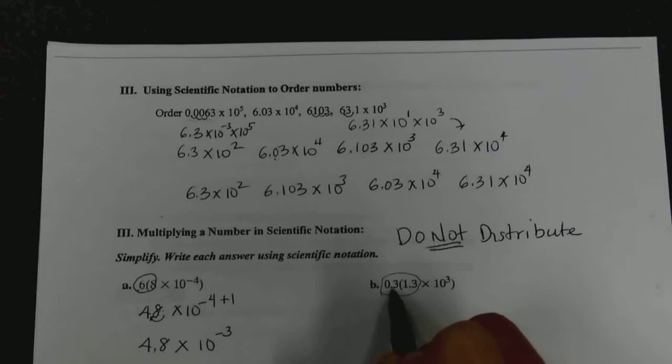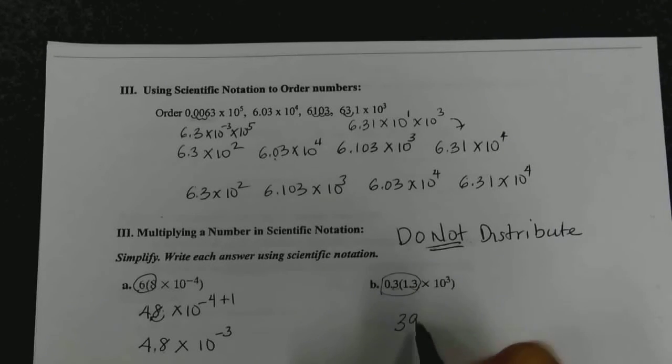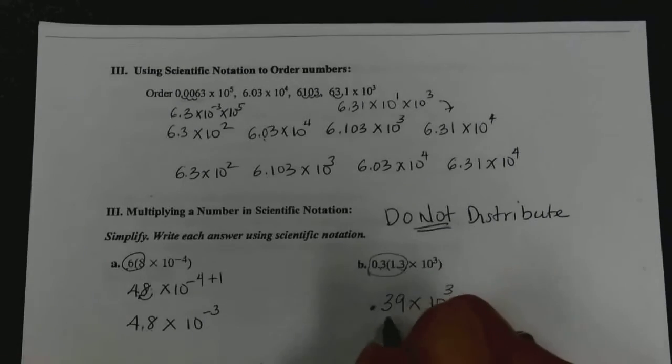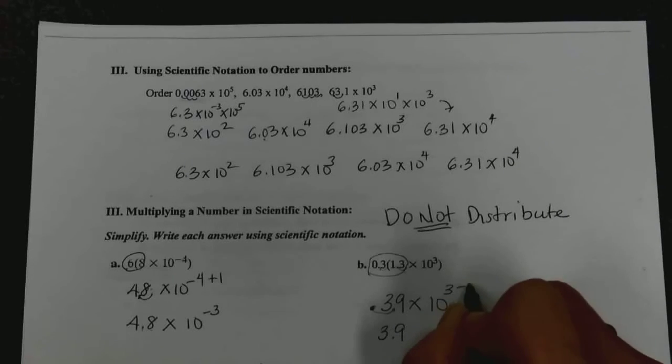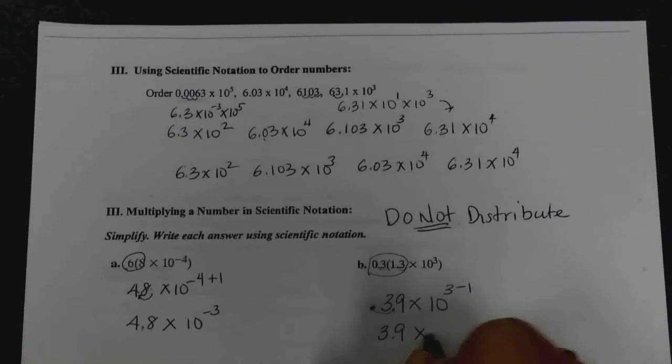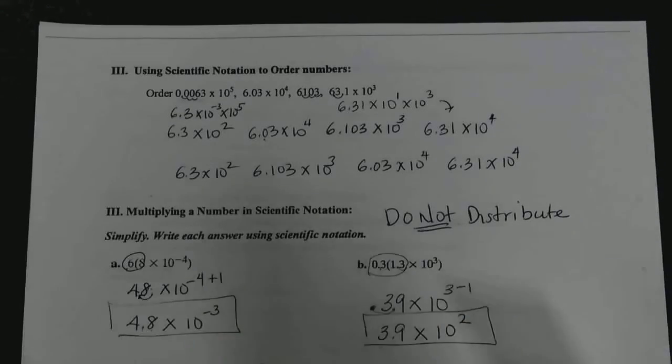Let's multiply these two together. 0.3 times 1.3, so 3 times 3 is 9, 3 times 1 is 3, and there are 1, 2 decimal spaces, so that's that, times 10 to the third. Now 0.39 is a small number, it's less than 1, so we're going to make it between 1 and 10. So we move it over 1, 3.9, so then that means I'm going to subtract 1 because this was a smaller number, times 10 to the second power. So this would be how you multiply in scientific notation and make it in scientific notation form.